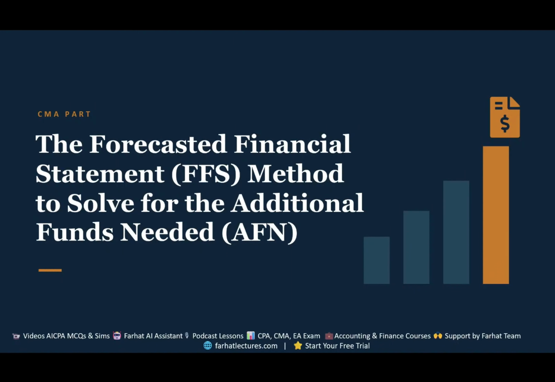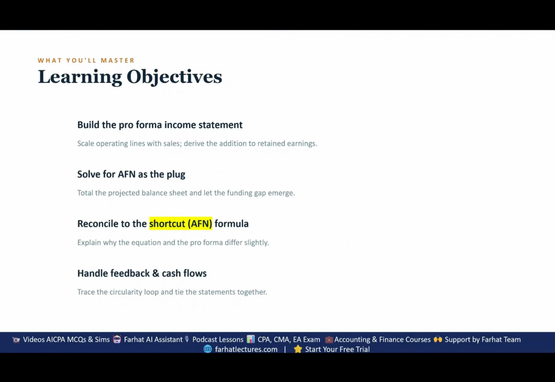This is Professor Farhat, in which we would look at the forecasted financial statements, FFS, which is the pro forma. And we are using the pro forma here to solve for the additional funds needed, AFN. Now, in the prior session, we looked at the AFN, the additional funds needed, and we looked at a shortcut formula. In this session, what we will do is build the pro forma income statement, and we're gonna scale things, and the driver will be sales to figure out the additional retained earnings first. Then we would solve for the additional funds needed through a plug, and you're gonna see what that means.